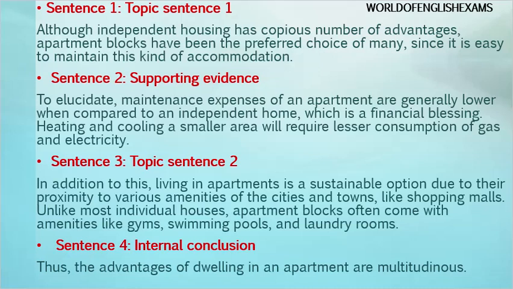Now, the internal conclusion. Thus, the advantages of dwelling in an apartment are multitudinous. That means many. Instead of writing many, I use the vocabulary word multitudinous. Now, let's see how to read this body paragraph.